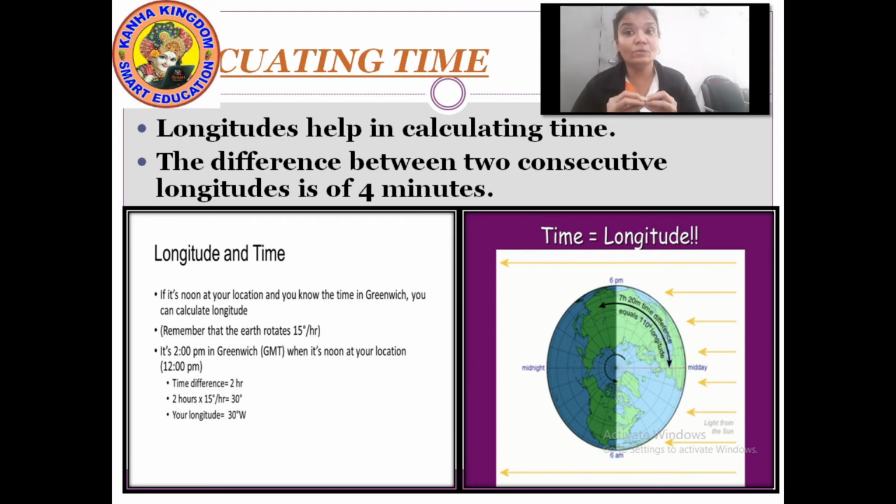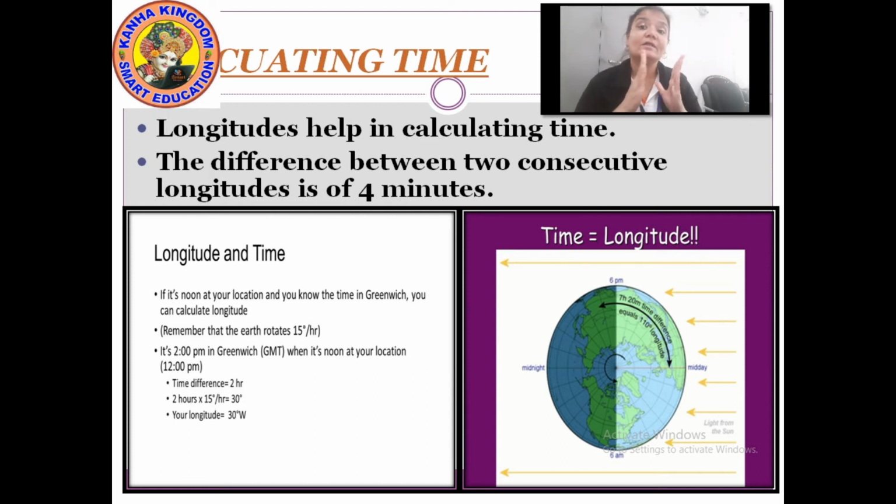Means you want to know the actual time. So what is it? If it is 2 o'clock in Greenwich and 12 o'clock at your location, where you live, then the difference, what is the difference? 2 hours, right?